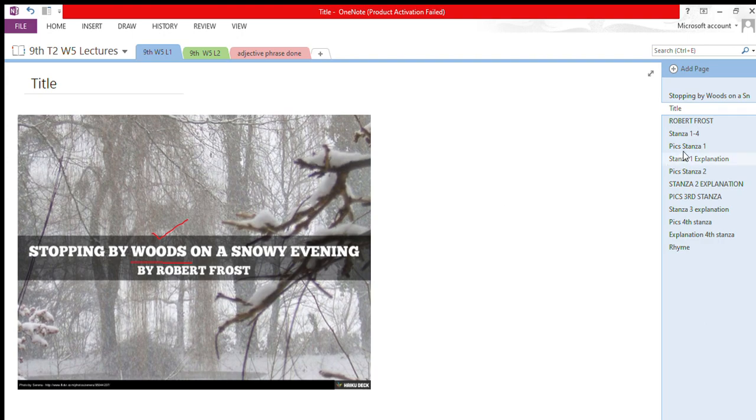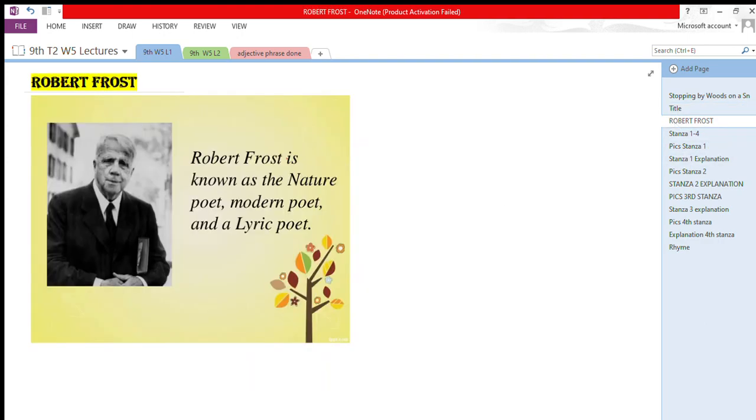Now, it is written by Robert Frost. Now, quickly we'll see who Robert Frost is. He is known as the poet of nature. He is also famous as a modern poet and a lyric poet. You can see his picture as well.